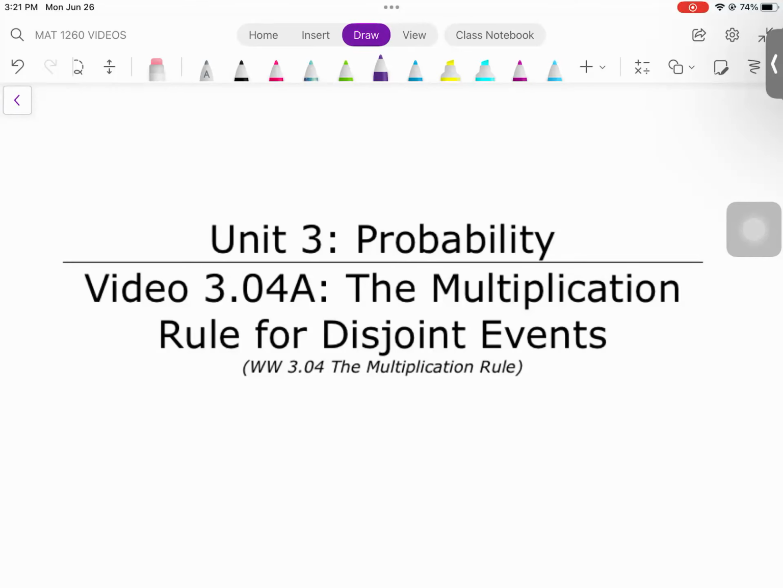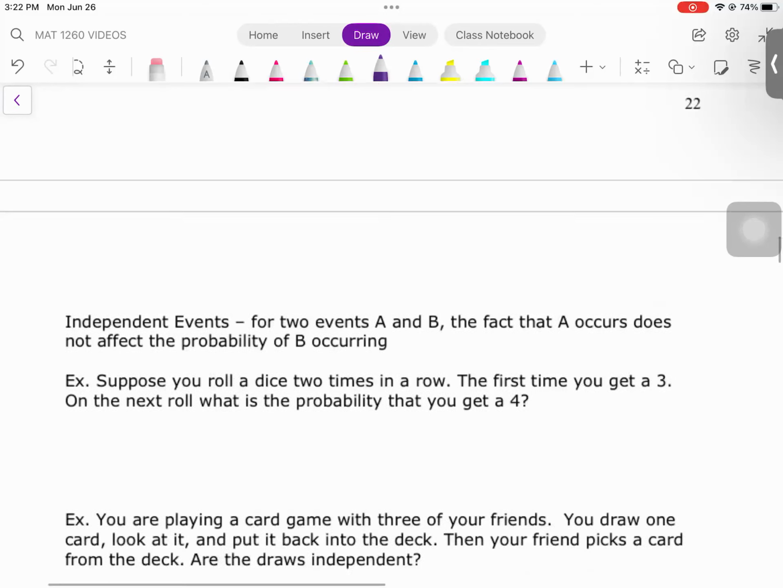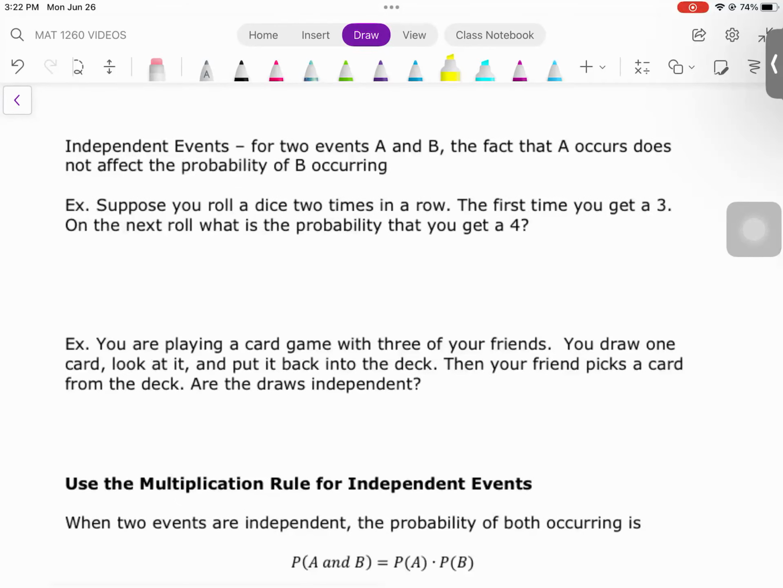In this video, we're going to look at the multiplication rule for disjoint events. Independent events: for two events A and B, the fact that A occurs does not affect the probability of event B occurring. These are two events that are independent. So one occurs, and that doesn't change the probability of the other occurring.